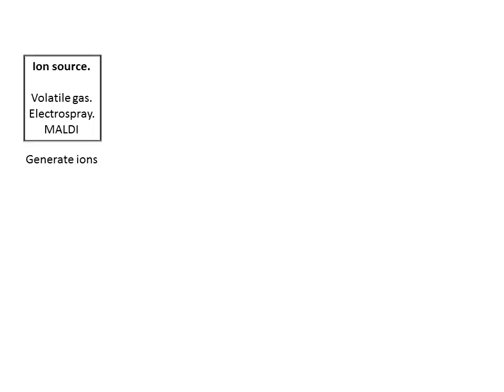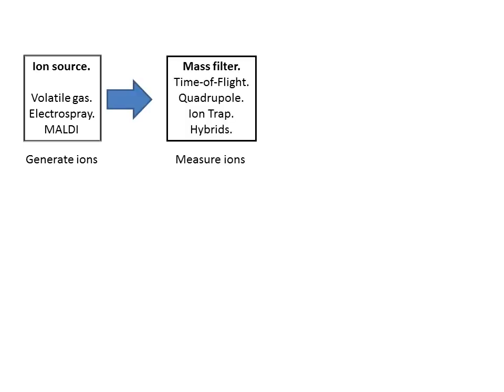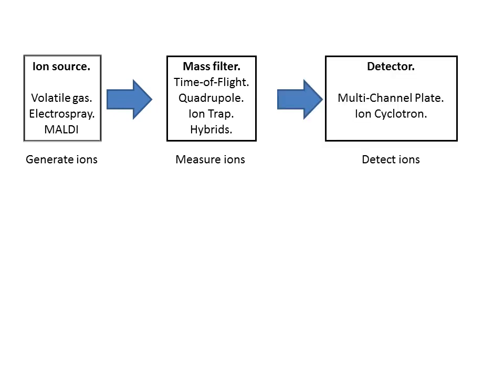Mass spectrometers consist of 3 basic parts that can be put together in different combinations to make specific types of mass spectrometers that are useful for specific types of analyses. First, you need something to generate the ions, called the ion source. Then you need something to measure the mass of the ions, sometimes called a mass filter. Combinations of mass filters can be put together for different purposes. Lastly, you need something to detect and count the ions.